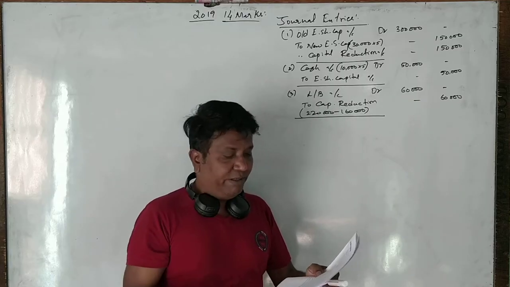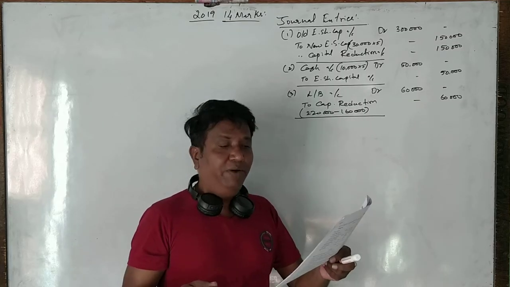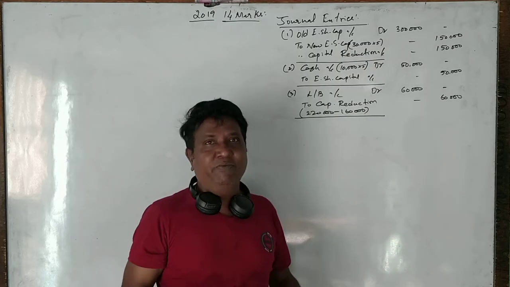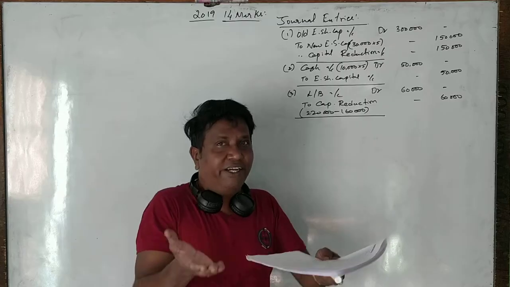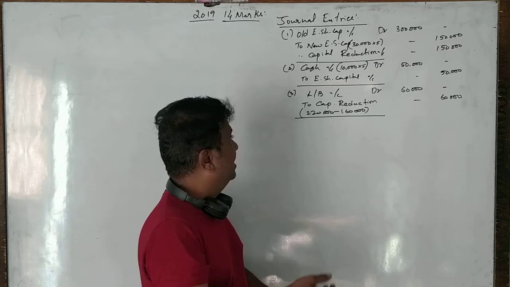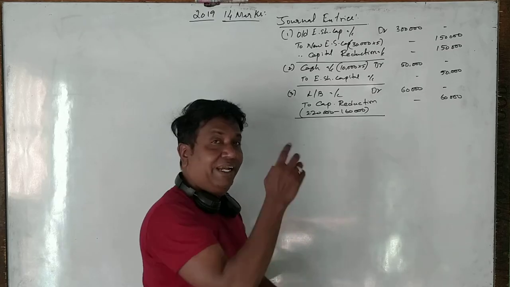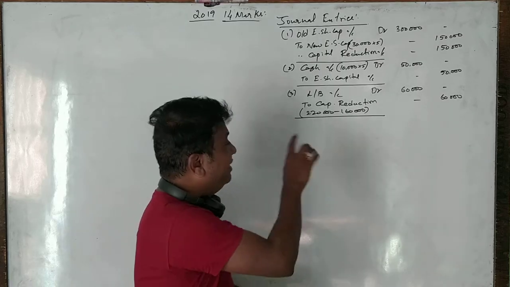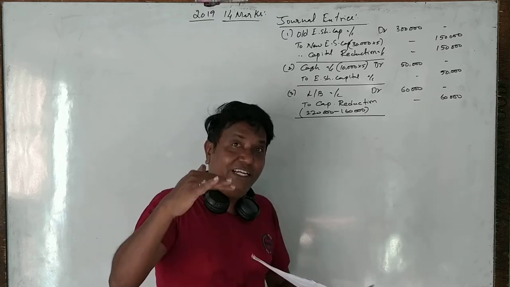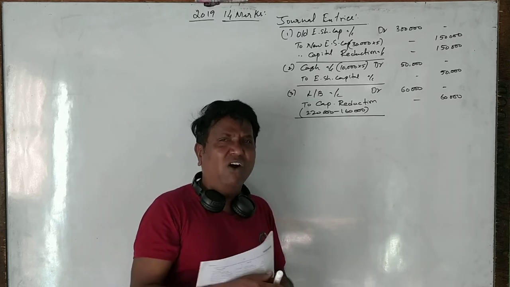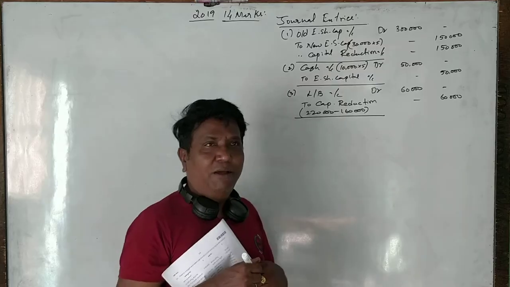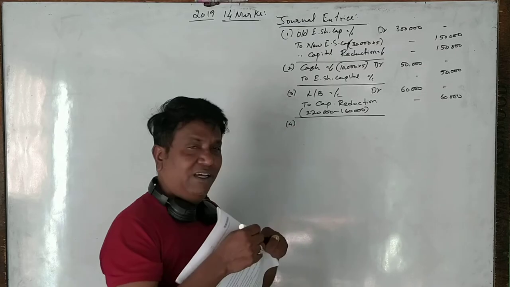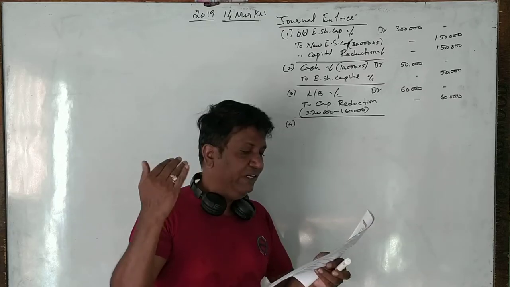In the same adjustment, plant and machinery to be depreciated by 10%. See, when plant and machinery is reducing, it is a loss to the company. Here the land and building is appreciated, so there is a benefit, and that benefit is credited to the capital reduction account. But when there is a depreciation in the plant and machinery or any asset, we have to debit. What will you debit? You will debit the capital reduction account. That also we will do later.